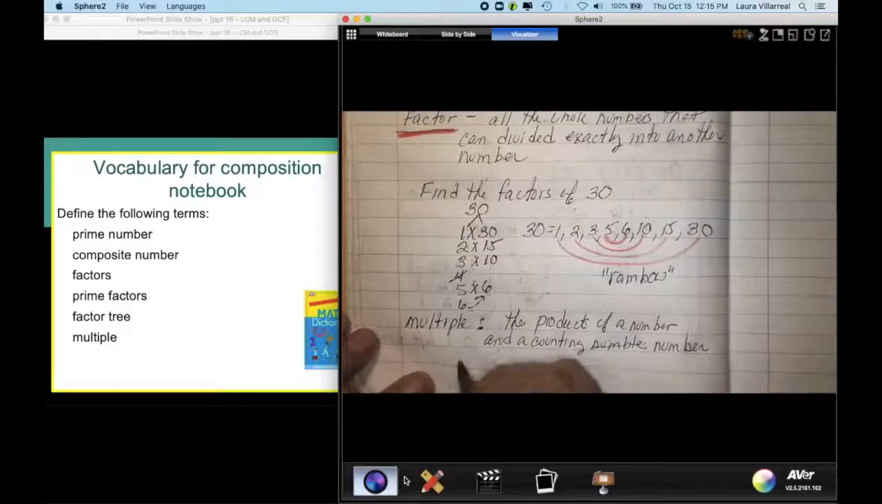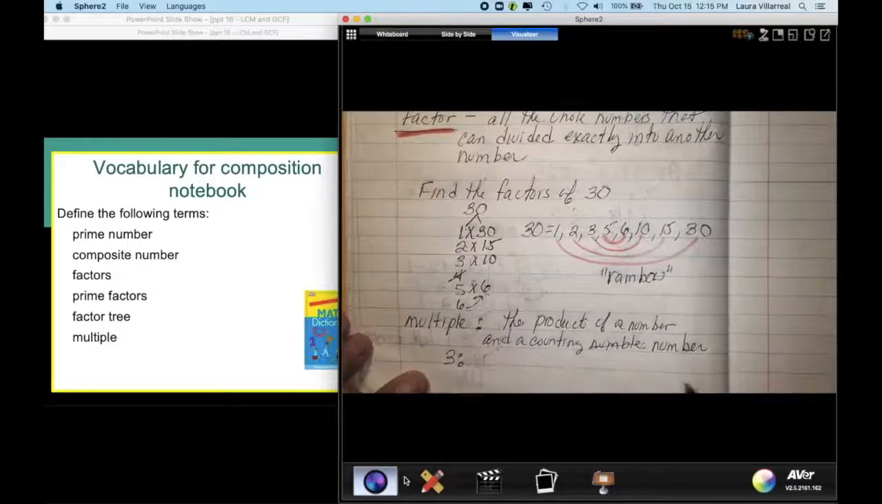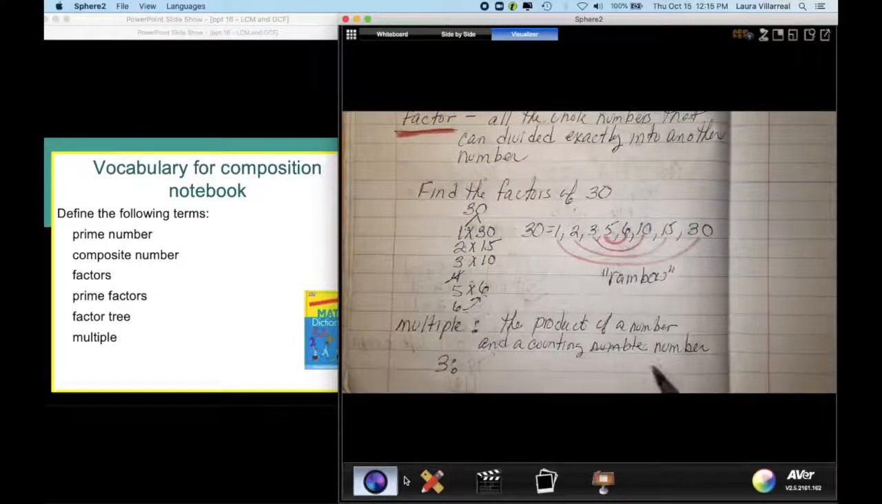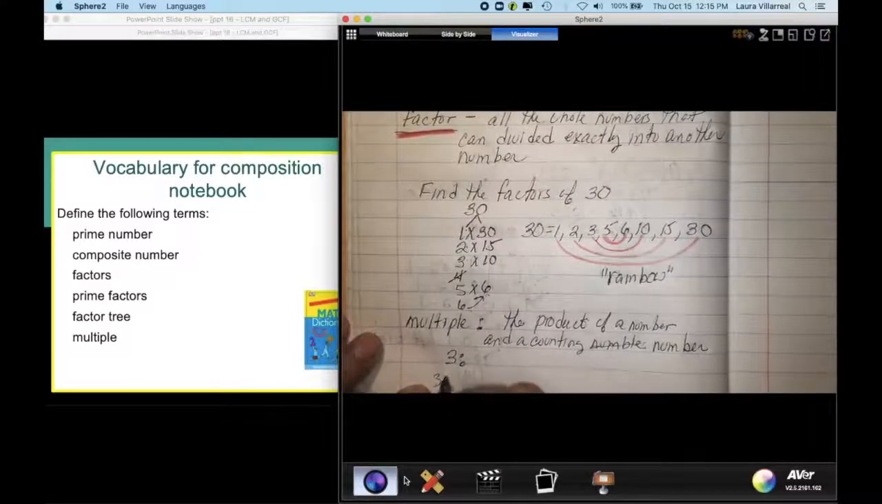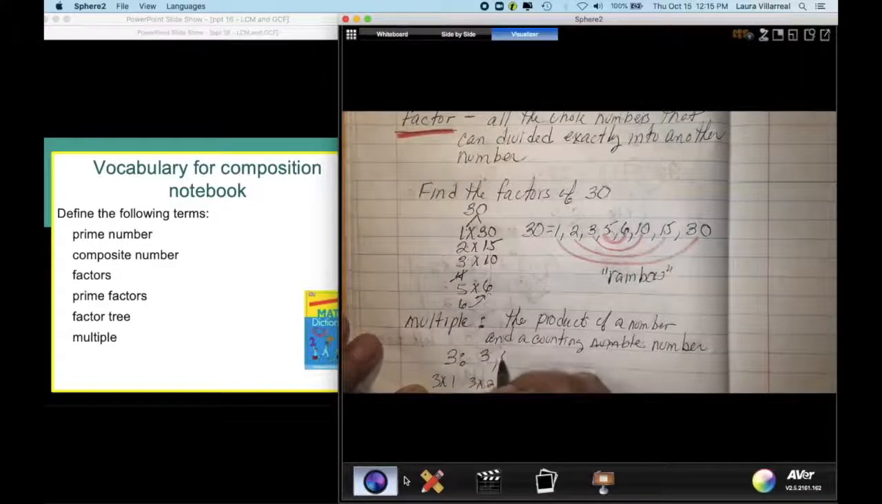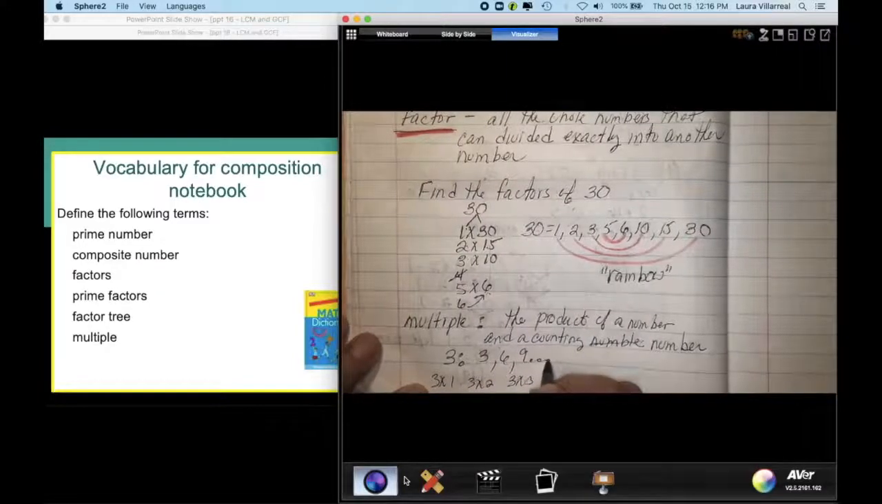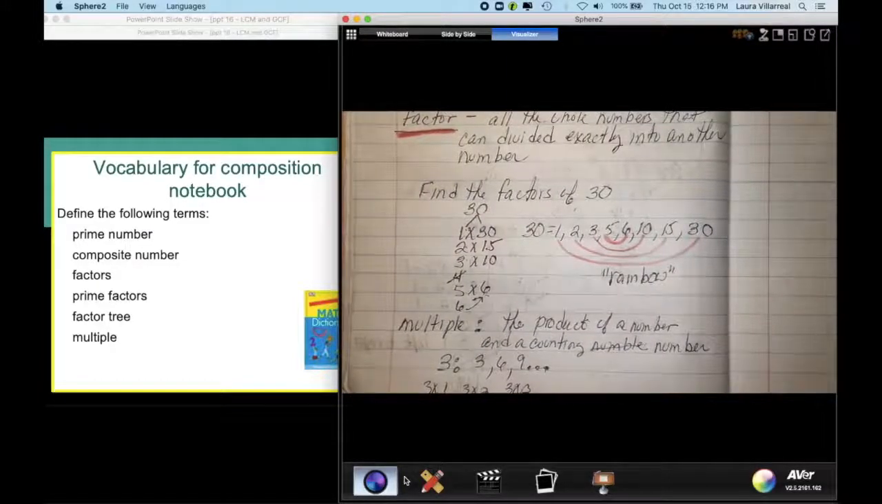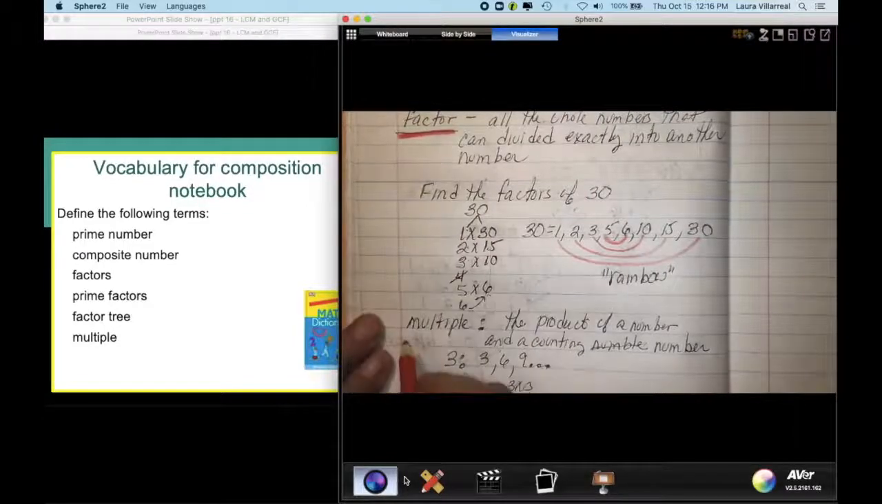For example, when we're counting by threes. Okay, so I'm going to multiply the number by a counting number, 1. So 3 times 1 is 3. 3 times 2 is 6. 3 times 3 is 9, and so on. So a multiple is when you multiply a number by the counting numbers, 3 times 1, 3 times 2, 3 times 3, 3 times 4, and so on.